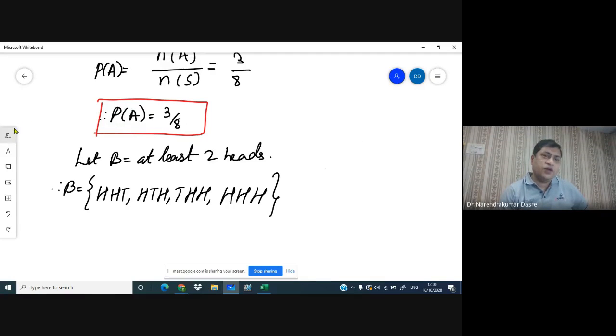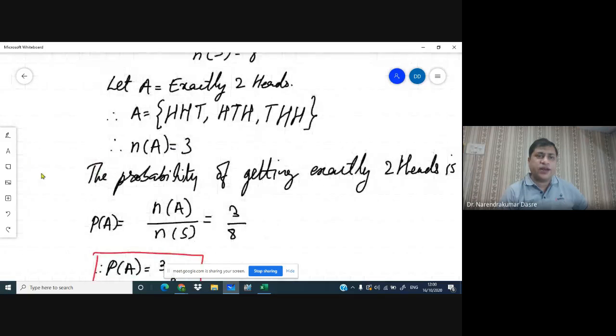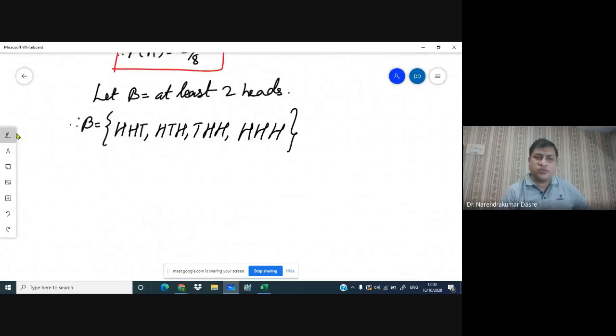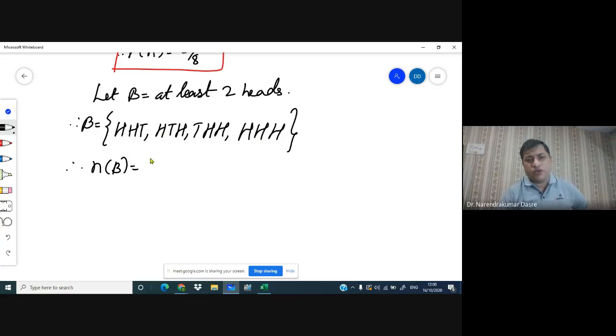Okay, so this way we are able to get the number of observations. And once we have the number of observations, we can check how many observations we have. So we have here number of points in B is equal to, so we can count and this is equal to 4. Okay, so we have the number of sample points in the event and we know the number of sample points in the sample space. So we are able to define the probability.